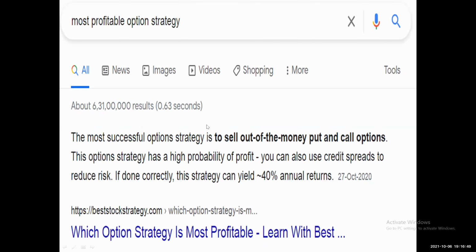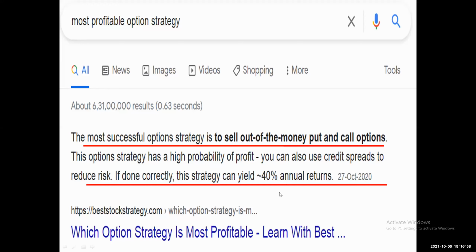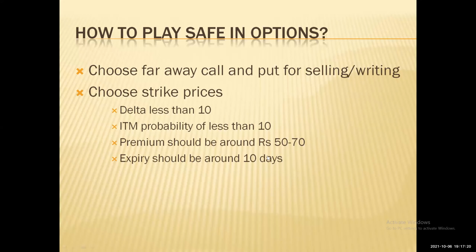Now, if you search for the most profitable option strategy in Google, it will come up as selling out of the money put and call options being the best. And how much return can it give you? Nearly 40%. And I will prove to you today that it gives 40%. One of the gentlemen in one of the previous webinars asked me, sir, why don't you show us how strangle management is done? So today is strangle management for all of you. And I will show you how this 40% is made very easily.